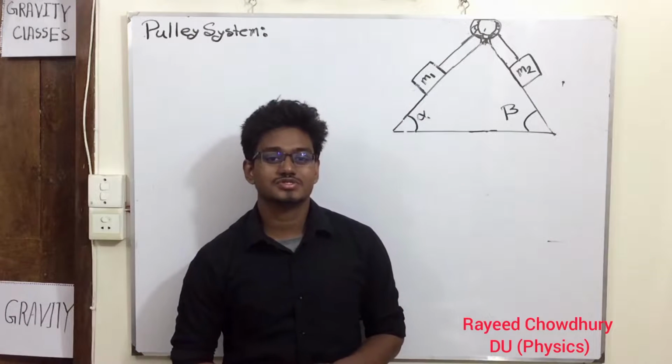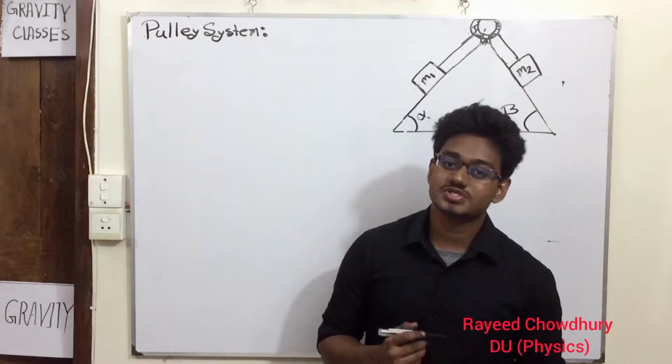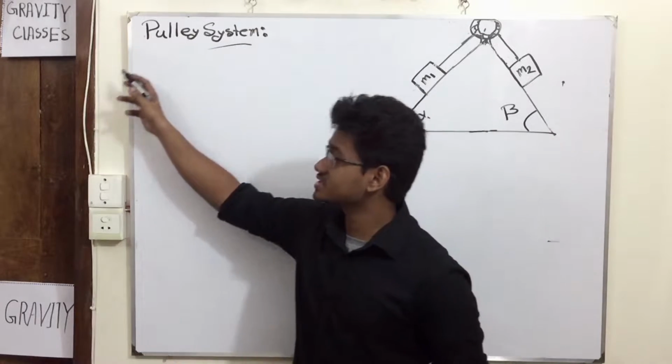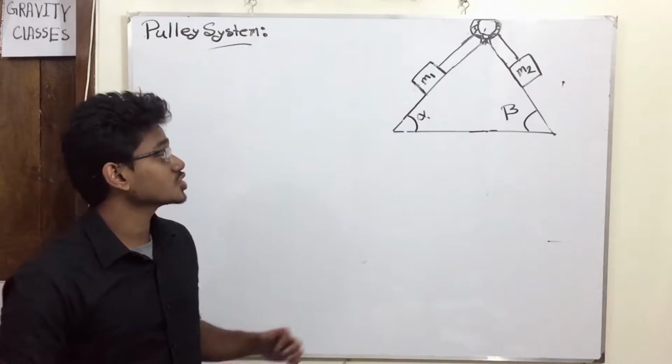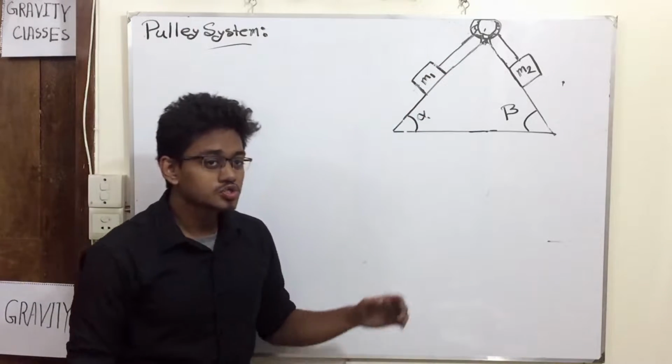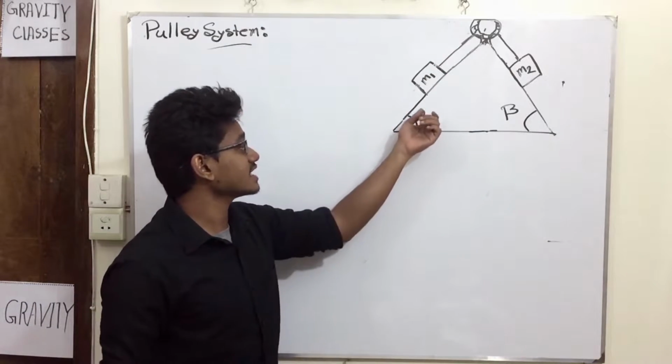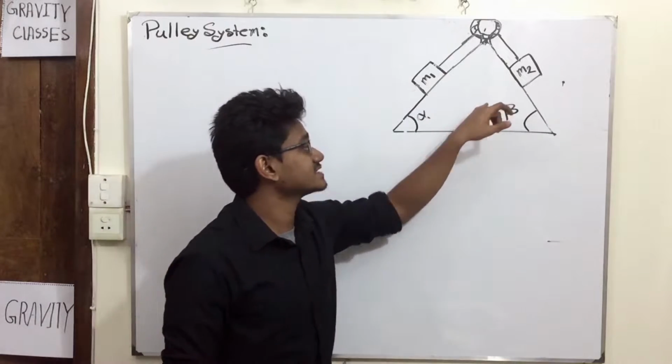I'm Chowdhury and today I'll be giving a lecture for students of English version and it's going to be on the Pulley system. Okay, to be more specific, it's going to be a Pulley system on inclined planes. So we have two inclined planes here. One is inclined at an angle alpha and the other is inclined at an angle beta.